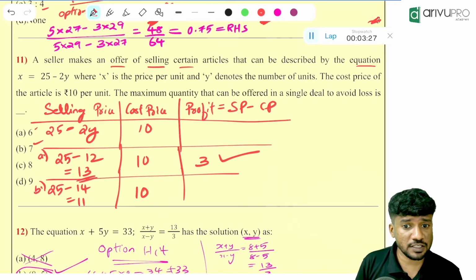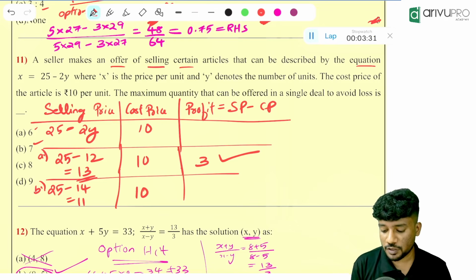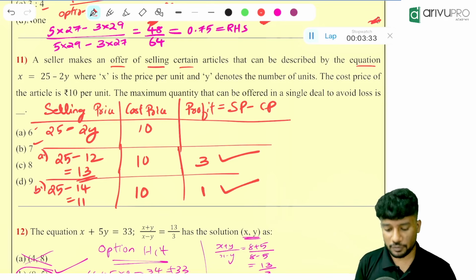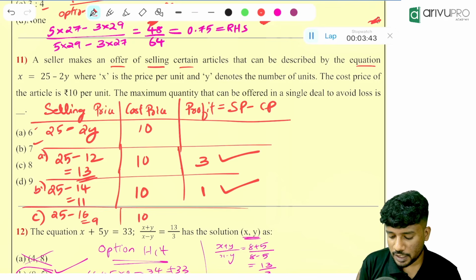Is the cost price changing? No, in the question itself it is mentioned to be 10. So 11 minus 10 is how much? 1. It is a profit. Now try option C. That is, instead of y, you will put what? 8. 25 minus 2 into 8 is 16, which is equal to how much? 9. Now 10 minus 9 is how much, people? Minus 1. It is a loss.